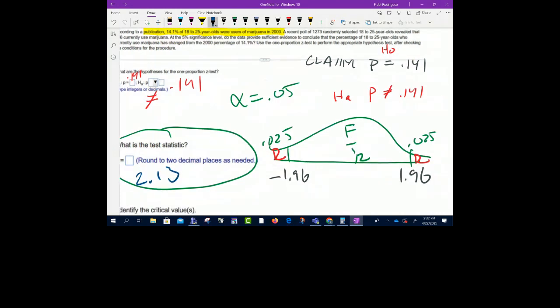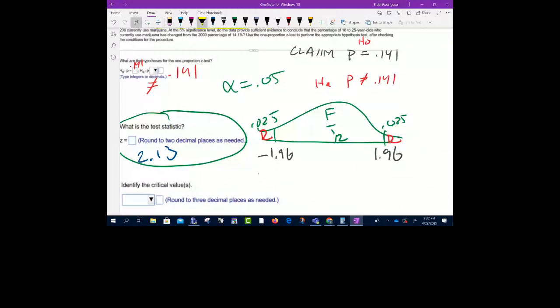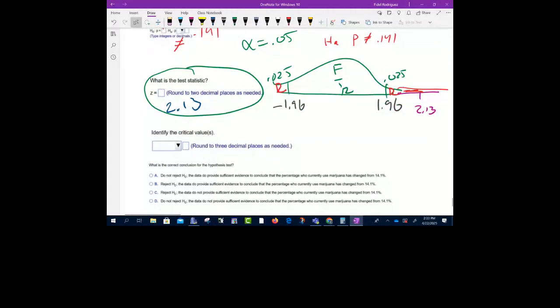Okay. So, y'all, if you want to know, hey, where is 2.13? 2.13 is over here. That's in my rejection region, right? Okay. Our critical values, y'all, that we had were both positive and negative 1.96, right? And I think it wanted me to go to 3 decimal places. I'm just going to 2 for right now. Okay, but we can fix that. We can figure out what it was in a sec.